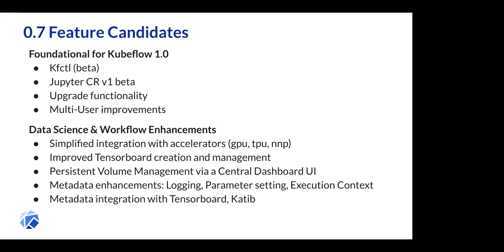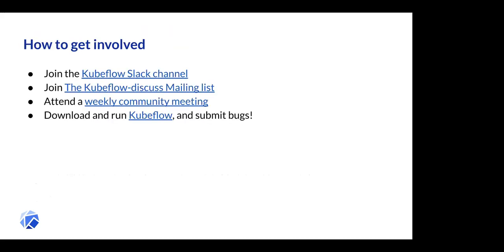Metadata is a huge focus in 0.7, so we want to continue to build on what we launched in 0.6. In particular, we want to get more metadata integration into our existing applications like TensorBoard and Katib. And then we'd also like to begin automatically logging data to metadata. So we'd like to automatically ingest a lot of your Kubernetes resources and turn that into metadata for you so you don't have to think about it. And so the next slide, please.